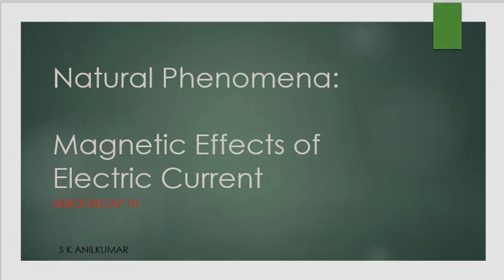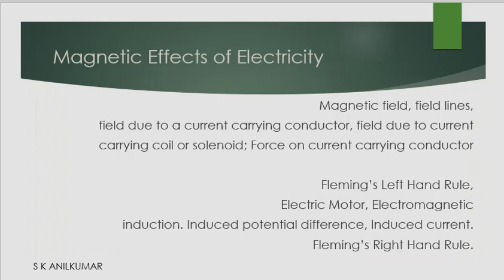Welcome everybody. Today we talk about magnetic effects of electric current. Recap for science class 10. What are the magnetic effects of electricity is what we will look at in this video. We talk about magnetic field, magnetic lines, field due to current carrying conductor, field due to current carrying coil or solenoid, force on the current carrying conductor. We also look at Fleming's left hand rule, right hand rule, electric motor, electromagnetic induction and induced current.